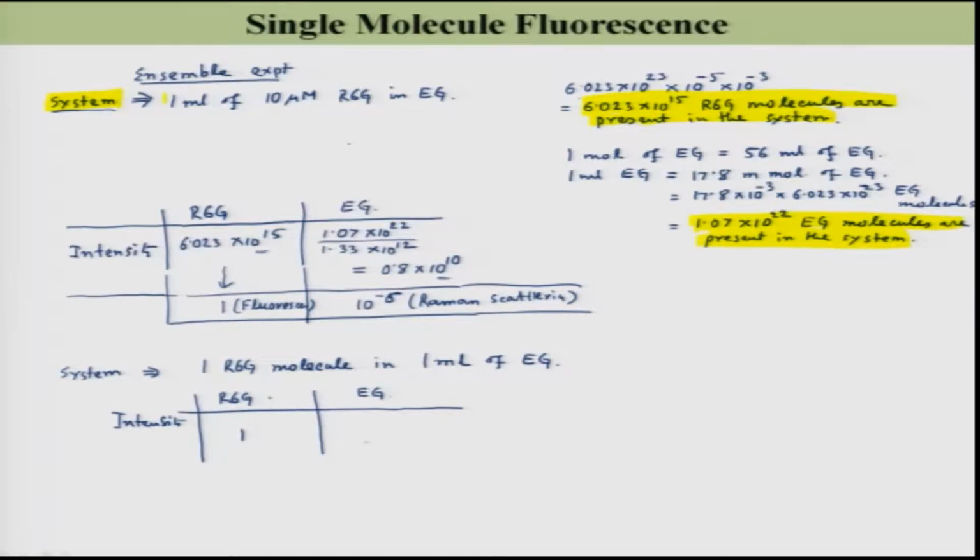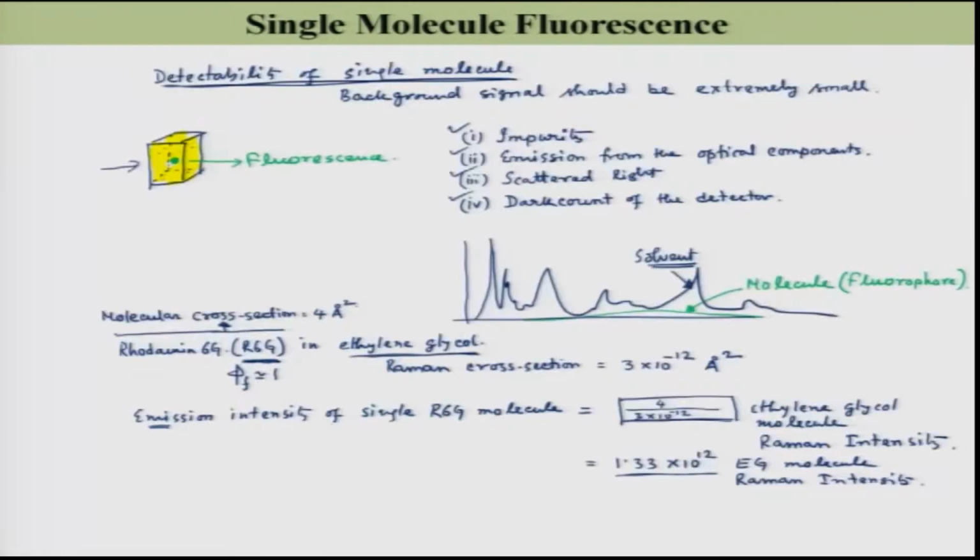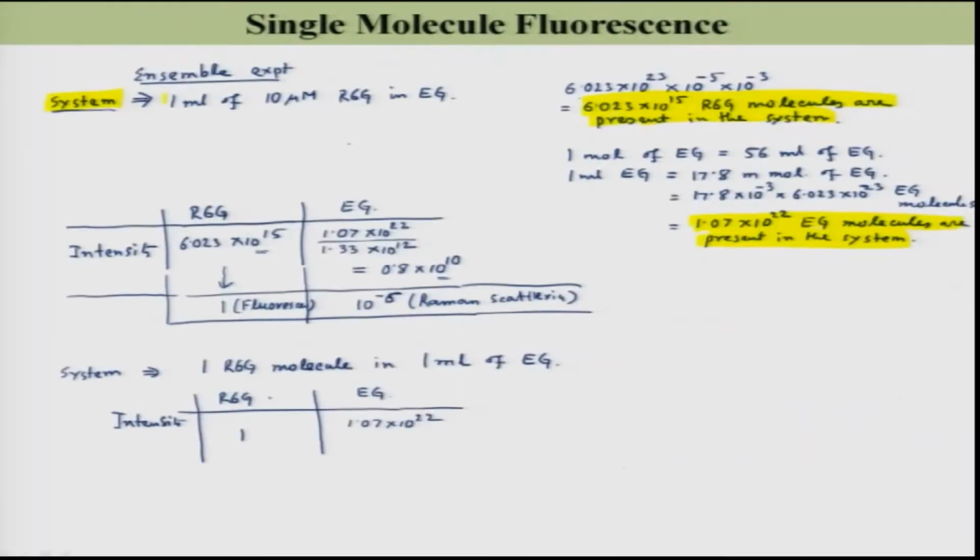So, in this case the intensity of this scattering will be 1.07 into 10 to the power 22, and this cross section, that number which I have already calculated, for rhodamine 6G is proportional to this much. So, I have to divide this with 1.33 into 10 to the power 12. Basically, this number is the same, and it has to be the same because it depends on how much ethylene glycol you have taken.